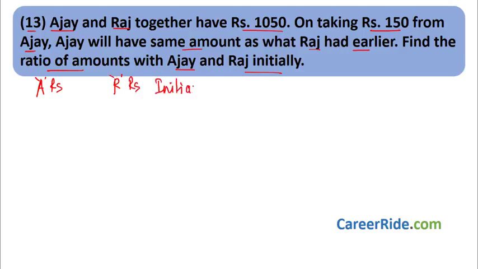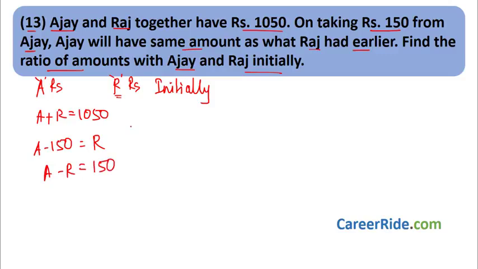Now we know that together they have 1050. So A plus R would be 1050 rupees. Now what they say: when we take 150 rupees from Ajay, so A minus 150, then Ajay will have the same amount as what Raj had earlier. Raj had R rupees earlier, so it would be R. So that is nothing but A minus R is 150. This is the first equation, this is the second equation.